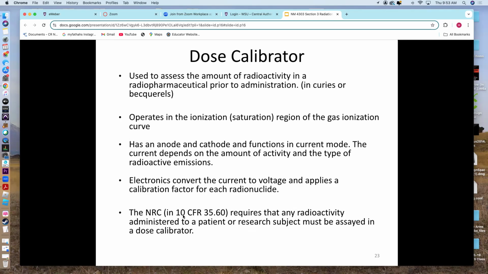Now the NRC, which is the Nuclear Regulatory Commission, requires that any radioactivity administered to the patient be assayed in a dose calibrator. So you have to measure your dose. That's by law. That's the law that we're under.